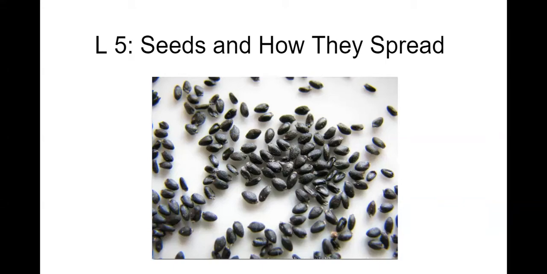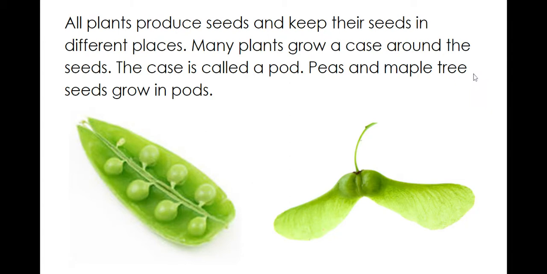Lesson 5: Seeds and How They Spread. All plants produce seeds and keep their seeds in different places. Many plants grow a case around the seeds. The case is called a pod. Peas and maple tree seeds grow in pods.